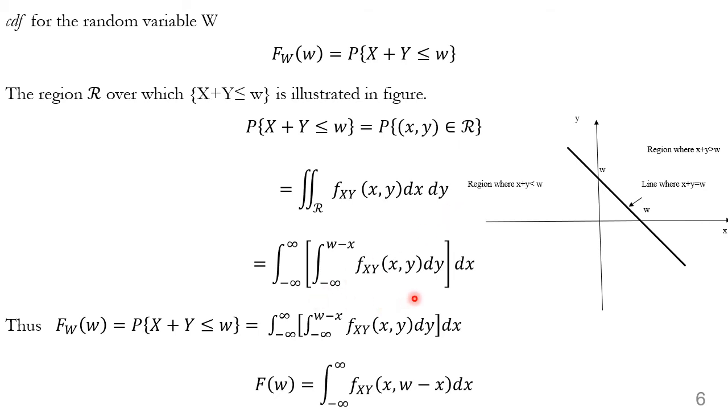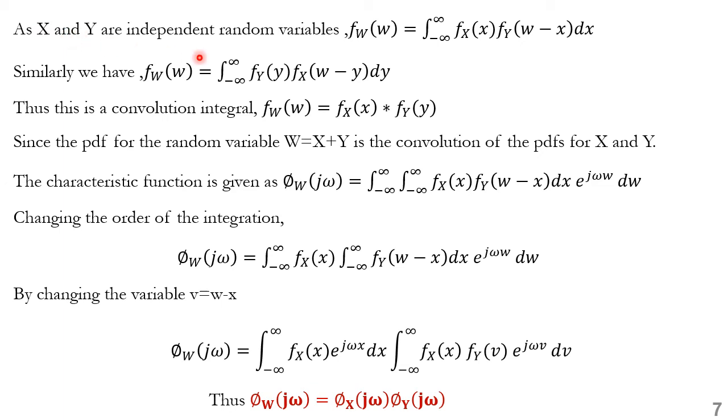Let us make the necessary substitution here. The integral of minus infinity to infinity. The y value will vary from minus infinity to w minus x. So therefore, after substitution, we get F_W(w) is equal to the integral from minus infinity to infinity of f_XY(x, w minus x) dx.